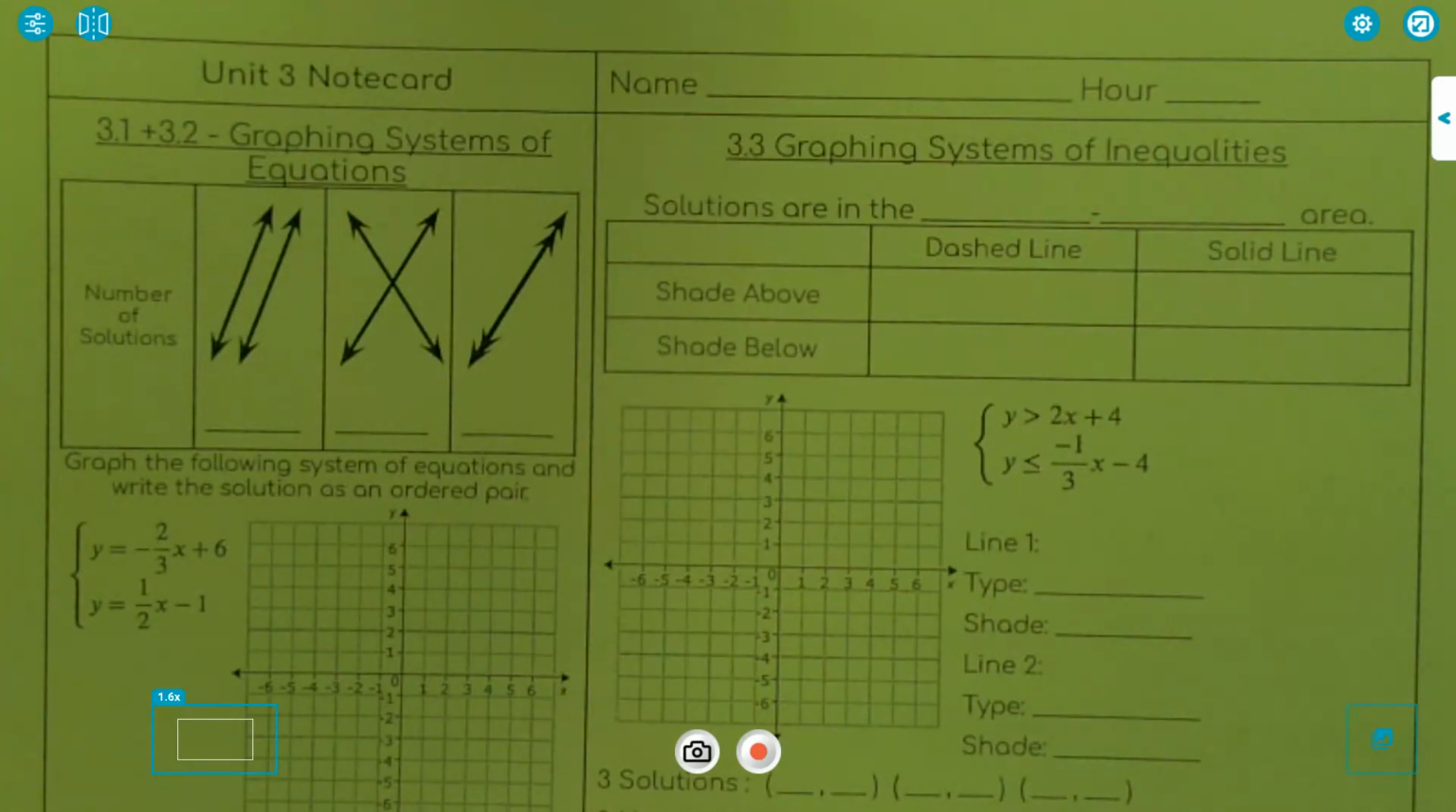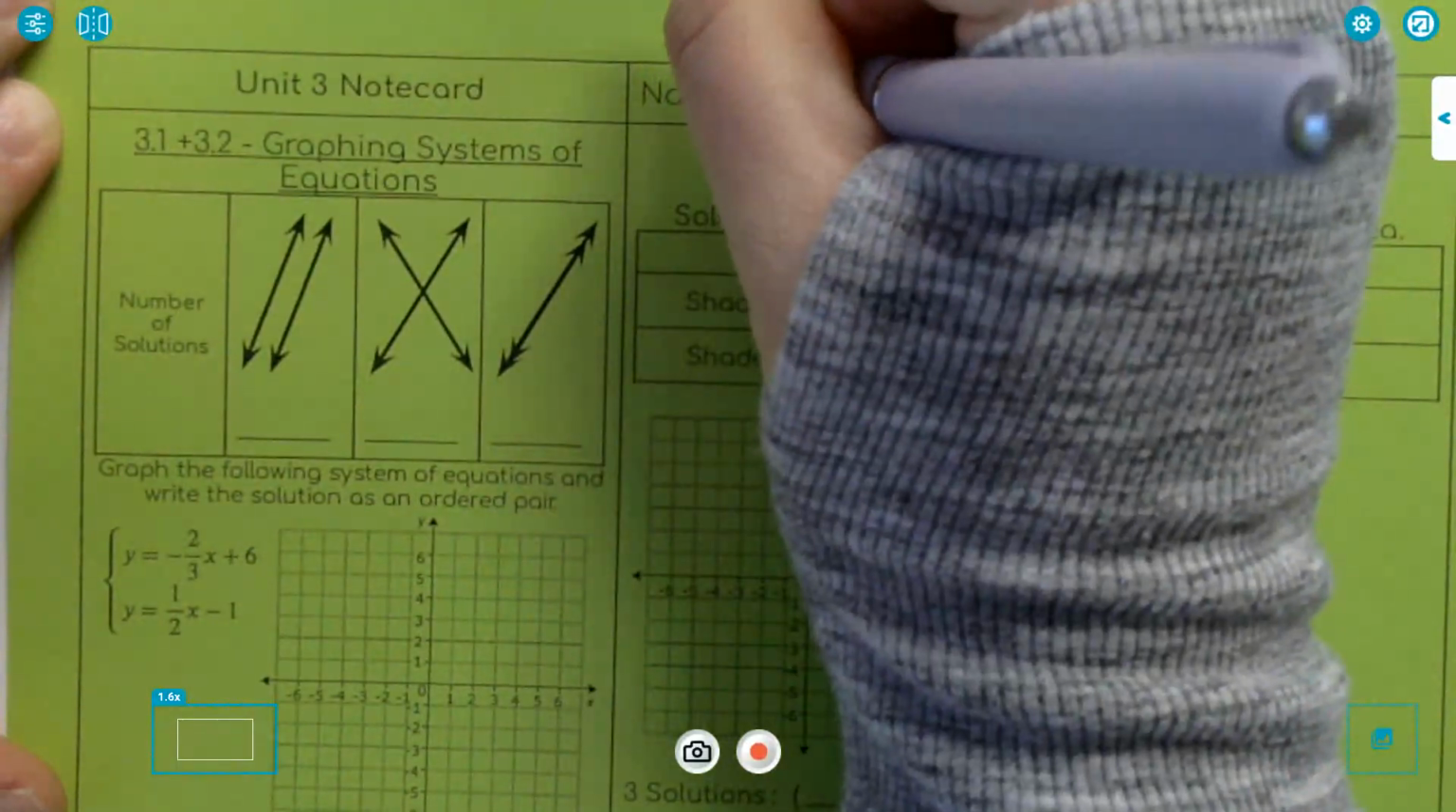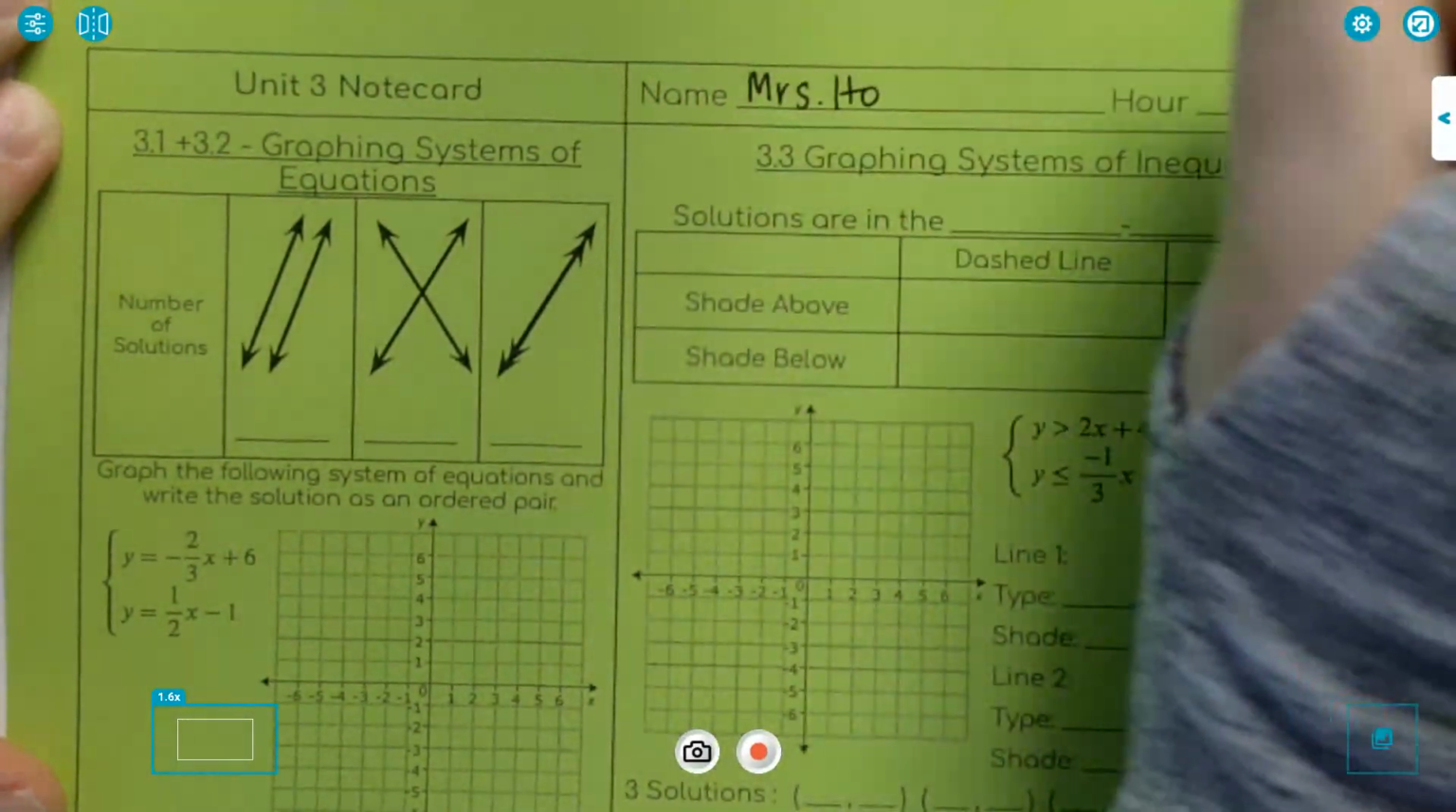Got questions, let me know too. Okay, so put your name on here, so when it ends up on the floor, I can figure out who it belongs to.